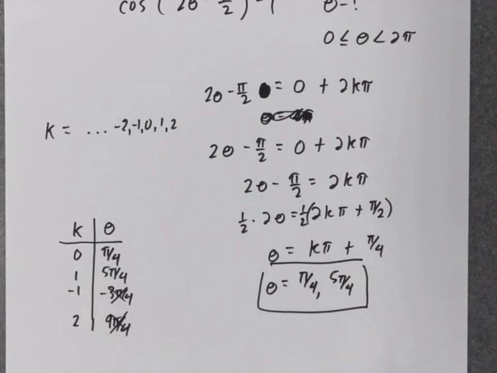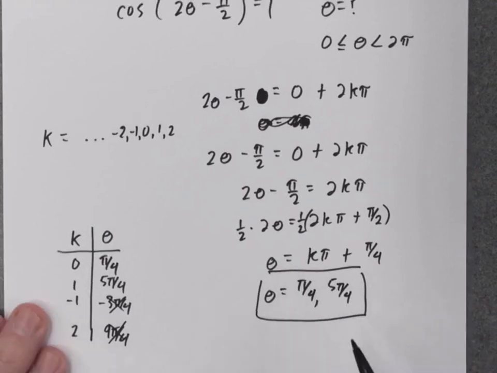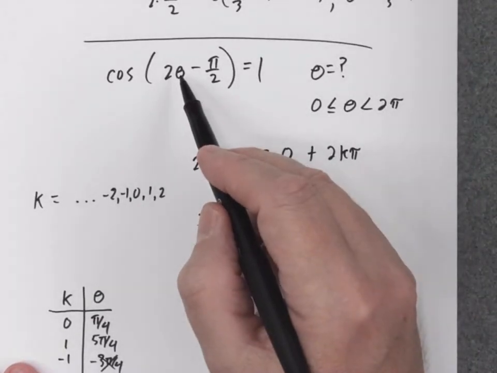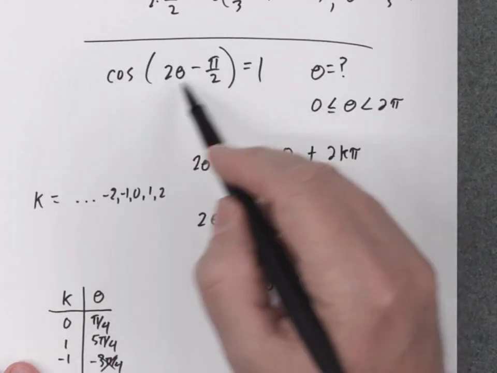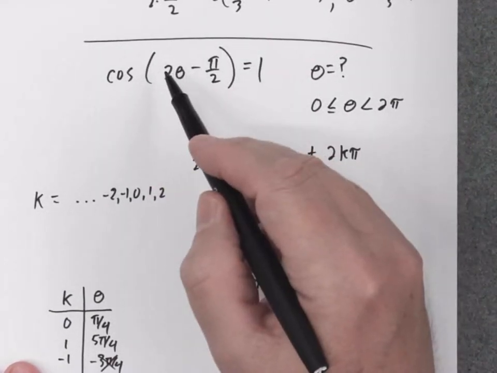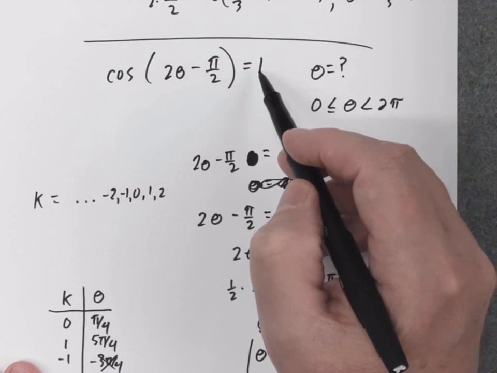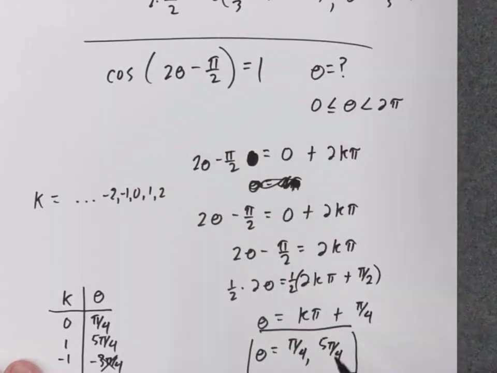Now if you wanted to, just like when you were solving equations in algebra, I should be able to take pi over 4 and plug it in here for theta, and if I do the math here, the left side should equal 1. And the same thing for 5 pi over 4.